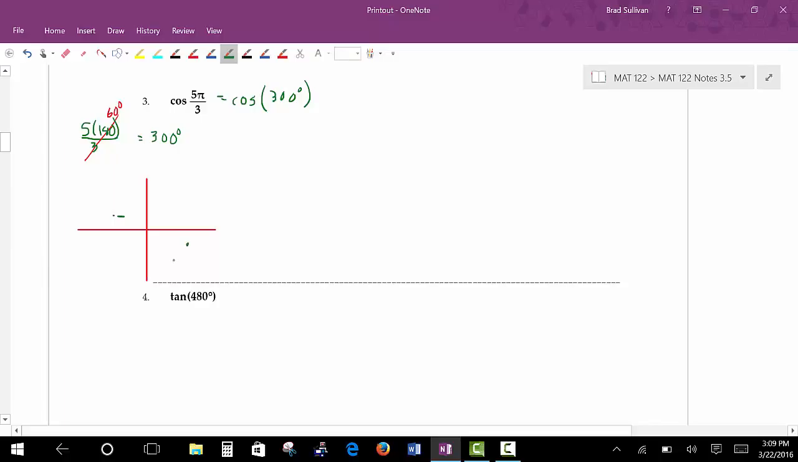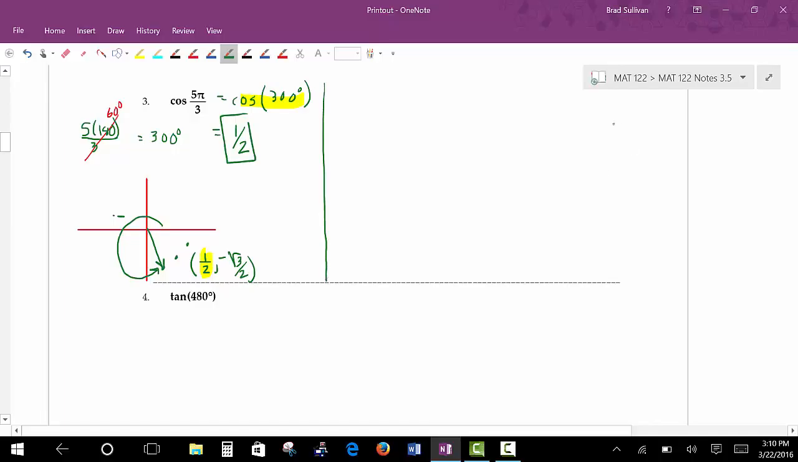You know that you're in quadrant 4, and where you are is you're at this angle right here. Okay, and that angle right there has an x value of a half, and it has a y value of negative square root of 3 over 2. So that would mean the cosine of 300 degrees would be the x value. So that means that would be equal to a value of 1/2. So that would be the solution to the problem.